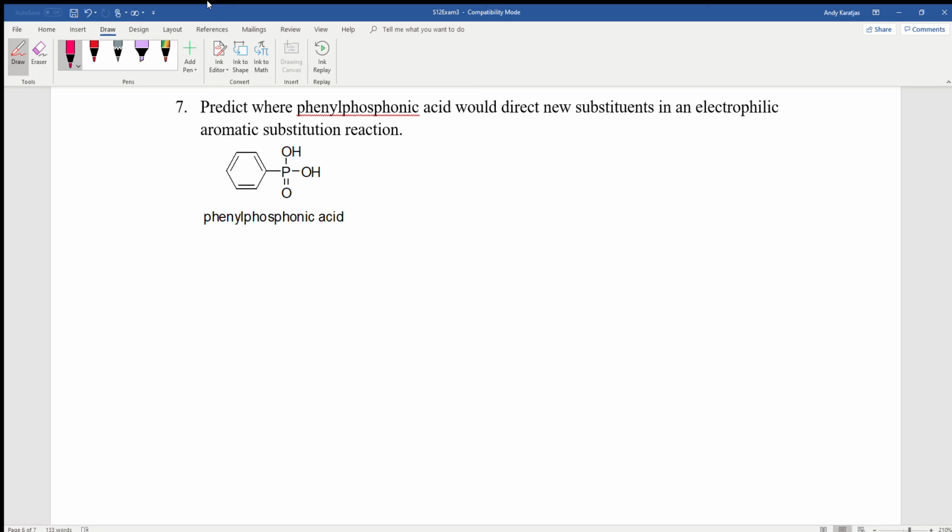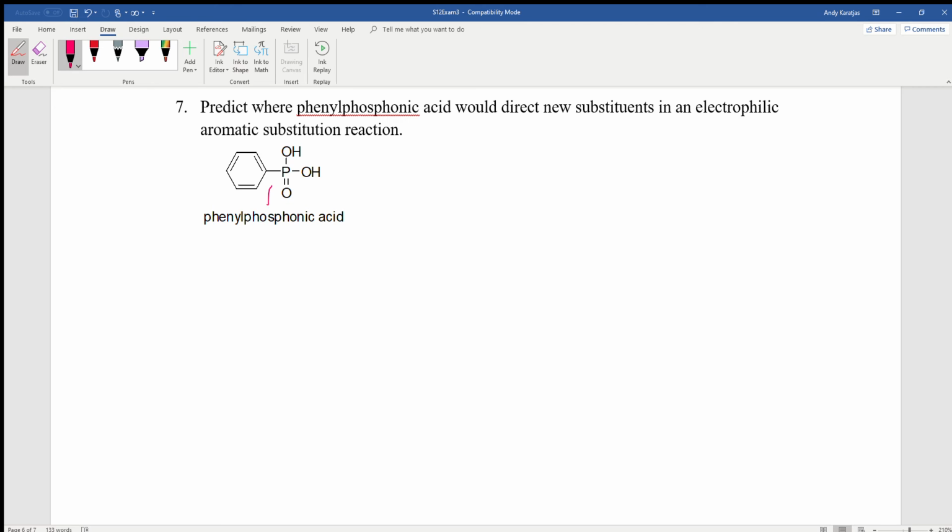But this group probably resembles a number of other groups that we have seen in the past. It looks somewhat like the sulfonyl SO3H group, and also looks a lot like the carboxylic acid group. And so we might expect that this group will behave in a very similar manner.